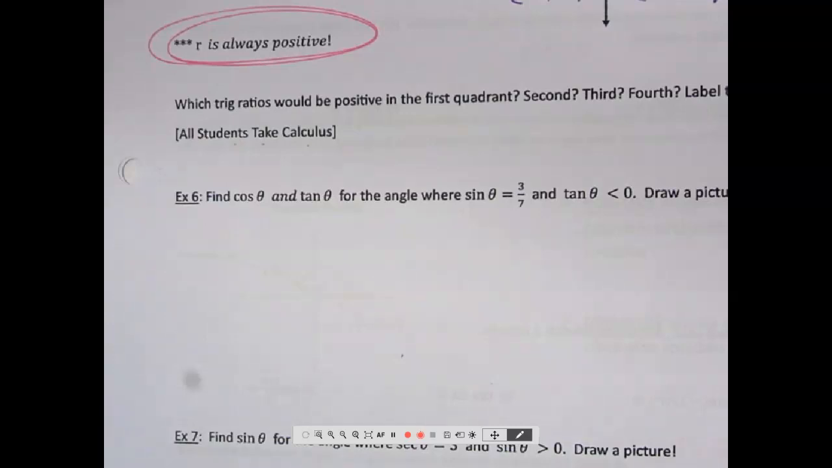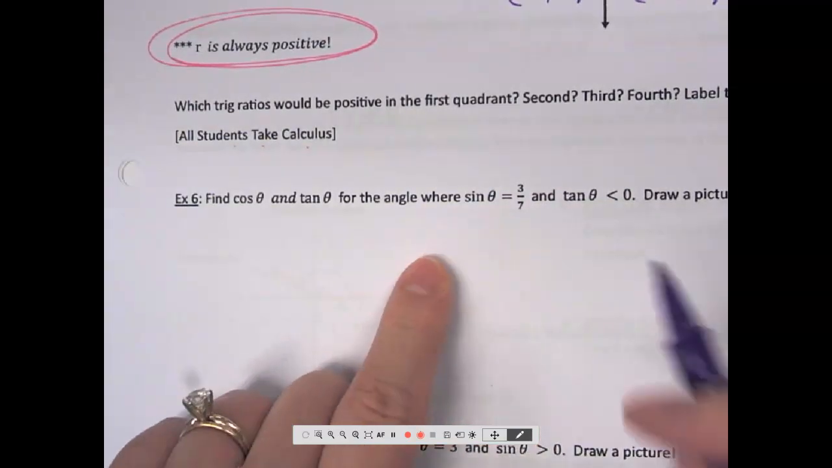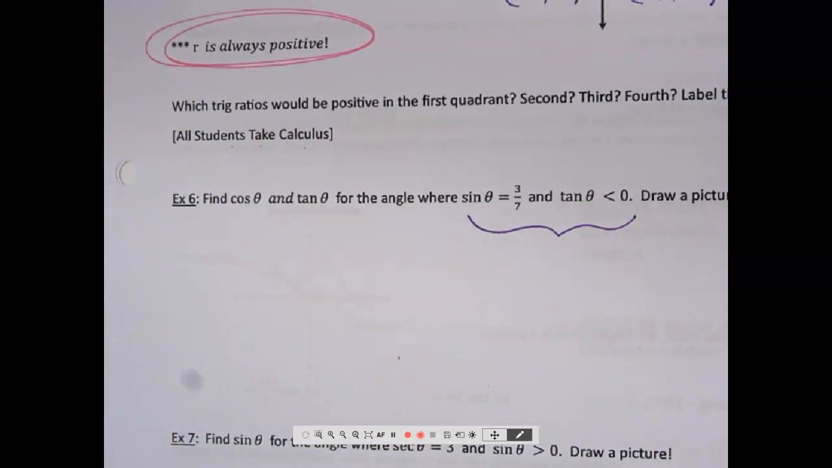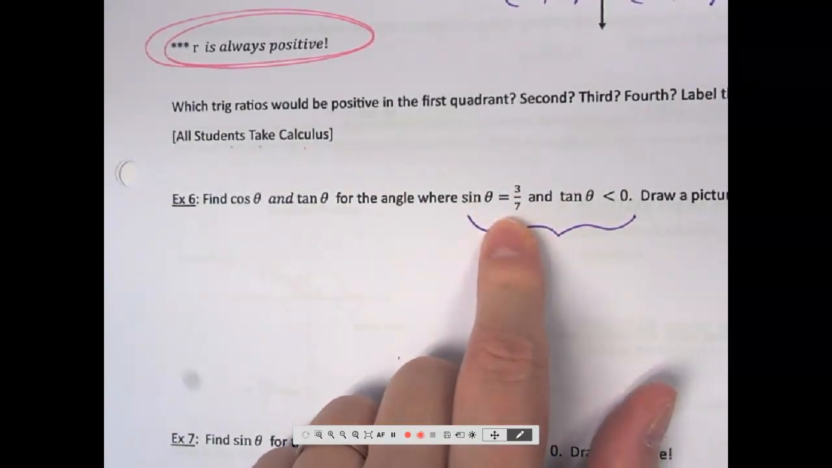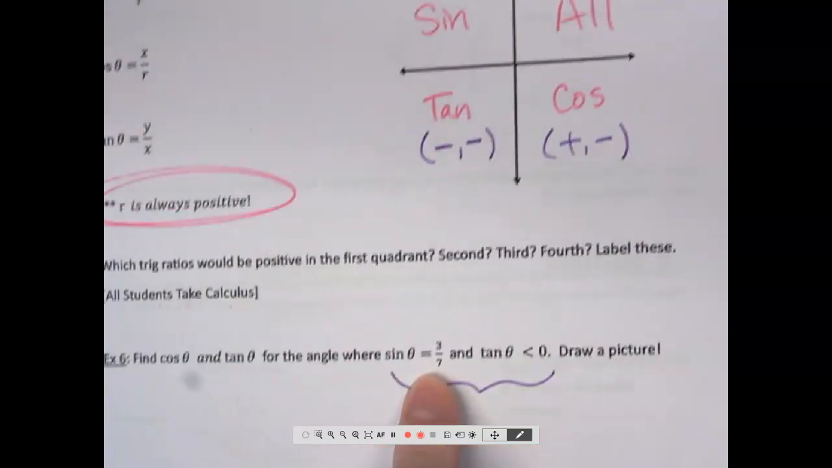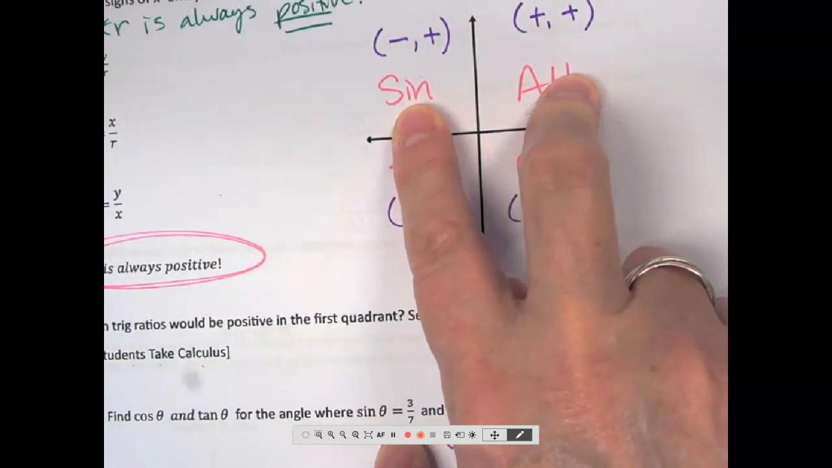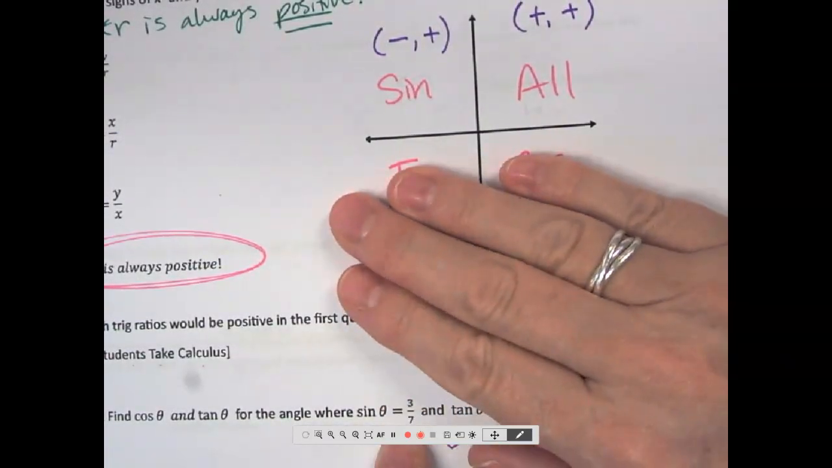Okay. All this information right here is going to tell us which quadrant we're in. It's like we've been given clues. I'm giving you 2 clues so that you can figure out which quadrant this angle is in. Okay, so sine is 3/7. That's a positive number. Where is sine positive? Sine is only positive in these 2 quadrants. So already I've eliminated 2 quadrants. It can't be quadrant 3 or 4.